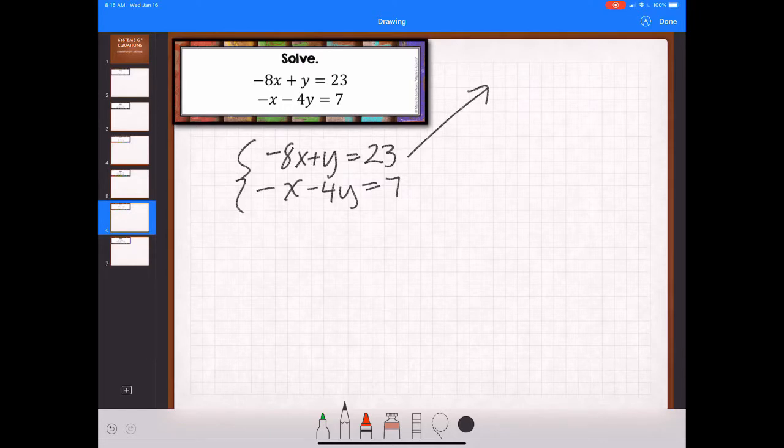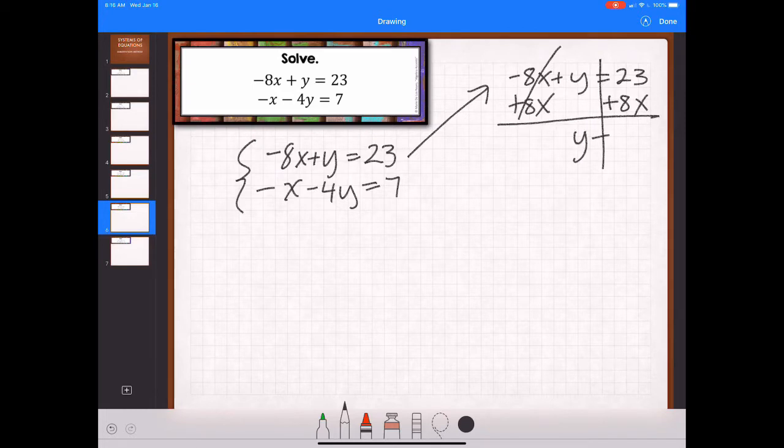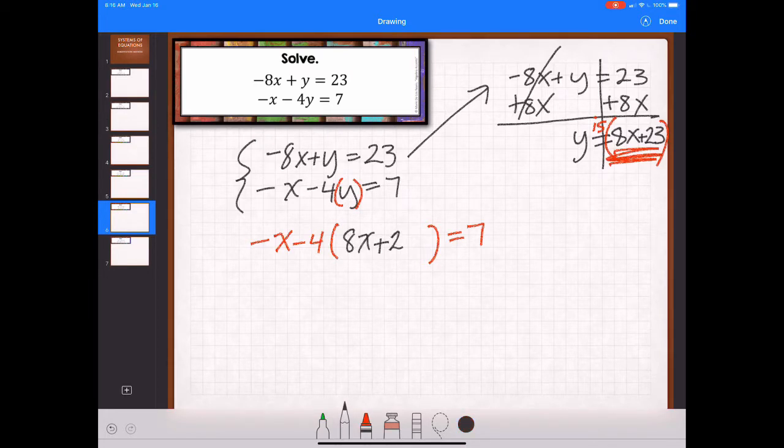I'm going to take this top equation, I'm going to just write it out to the side, and I'm going to solve for y. So plus 8x to cancel, bring it to the other side, and then I get y equals 8x plus 23. So now I've just made y equal to an expression. I'm going to use this expression here, and I'm going to plug it into my other equation that I haven't used yet, into the y value. So negative x minus 4, parentheses, equals 7. I'm going to plug in what I got, which was 8x plus 23.